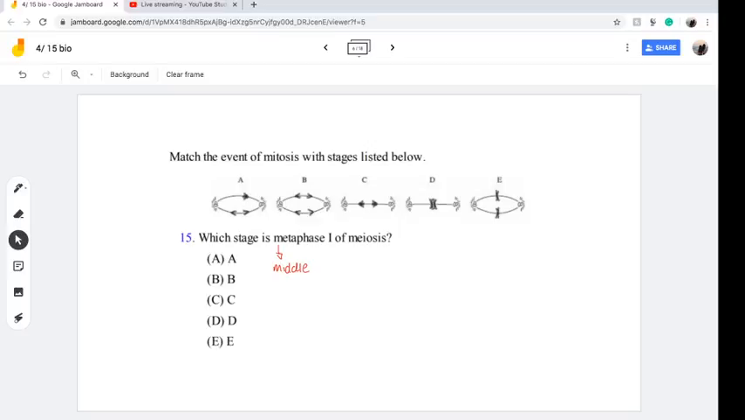But this can be tricky because note that this is metaphase 1 of meiosis, meaning that the homologous pairs will line up in a double file. So which diagram correctly displays the stage? It would be choice D, which is right, this one right here. You can see the homologous pairs are lined up in the middle in a double file.